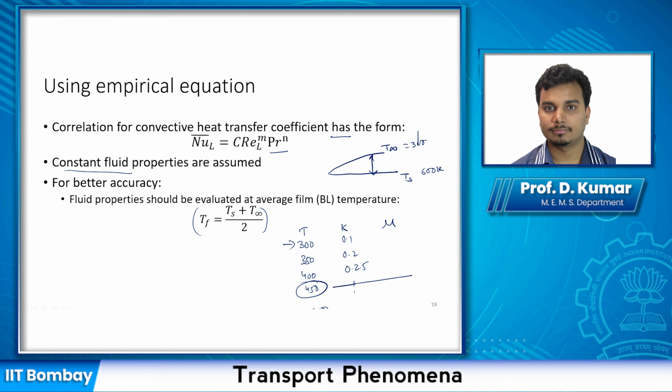You should be careful. Sometimes, when there are correlations, they will tell you that you can take properties at the T_s temperature, then you can take them at T_s. So actually it depends on how that person derived that correlation. They may have taken the film temperature, or they may have taken the surface temperature, so you have to be careful.